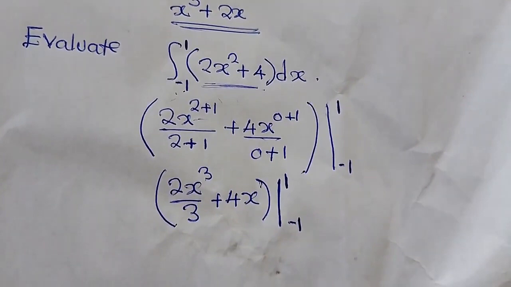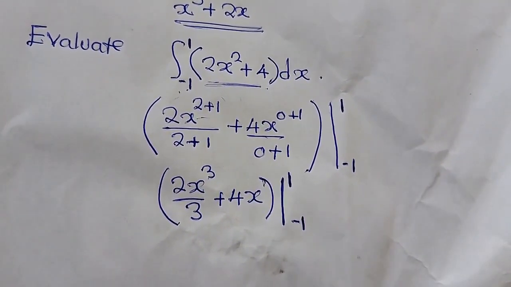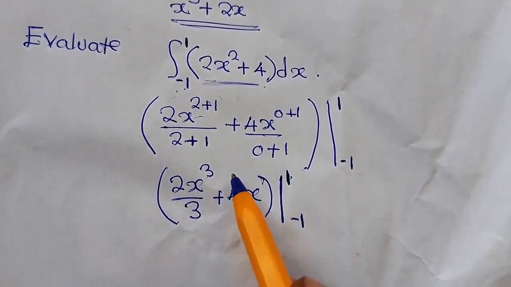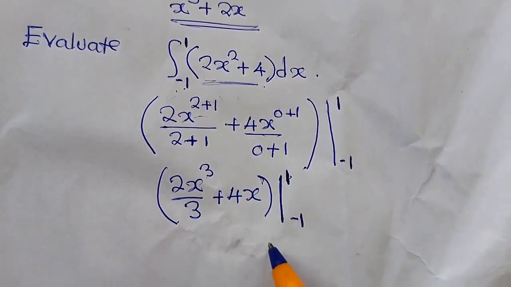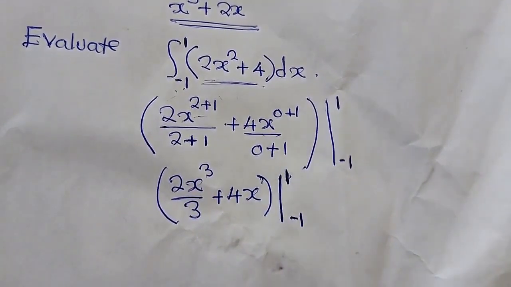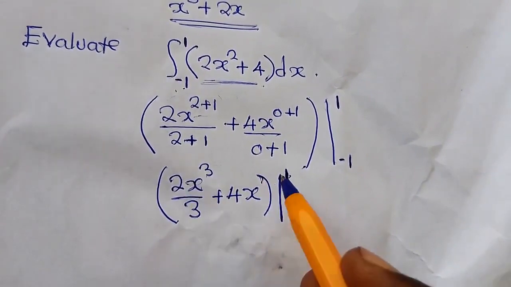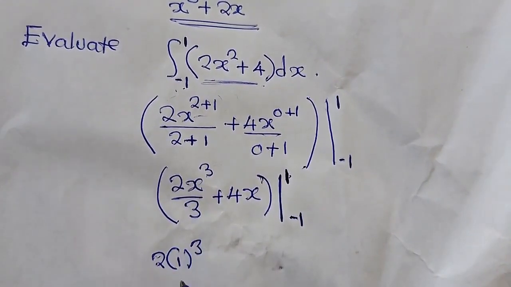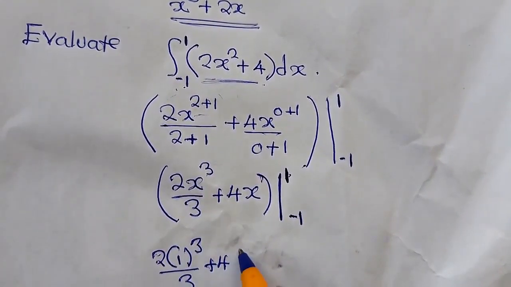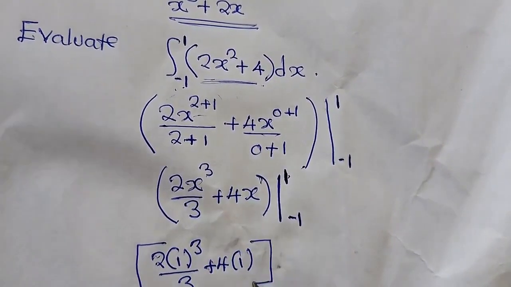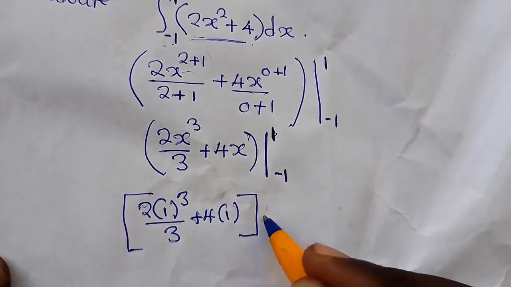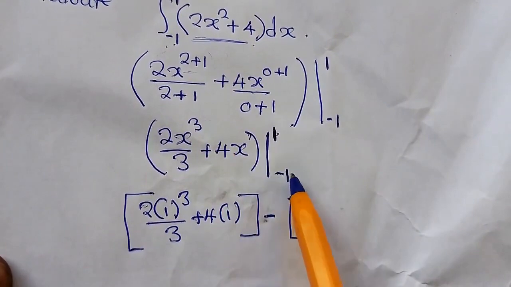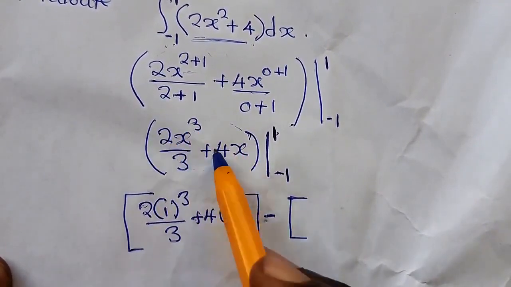Then when you reach here, what you need to do next is substitute 1 throughout this expression. You put 1, then you say minus, then there you put negative 1. Have you seen? This is what you're going to do. First, where there is x, I'm going to put a 1 there, which is on top. So 2 times 1 cubed over 3 plus 4 multiplied by 1. You do this, then you say minus. Here there is negative 1, so you put negative 1 there.